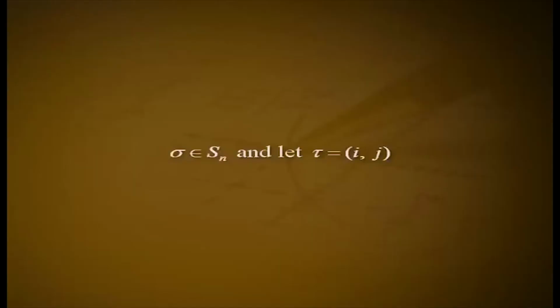Theorem 6. No permutation in Sn can be expressed both as a product of an even number of transpositions and as a product of an odd number of transpositions. Proof, counting orbits. Let sigma belong to Sn and let tau equal cycle (i j) be a transposition in Sn. We claim that the number of orbits of sigma and of tau sigma differ by 1.